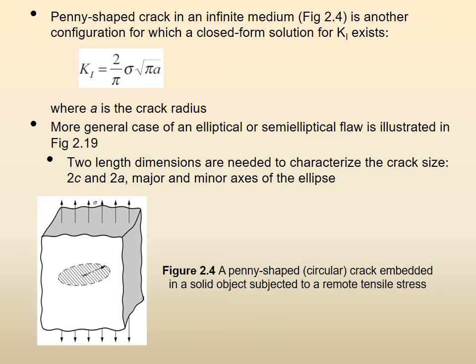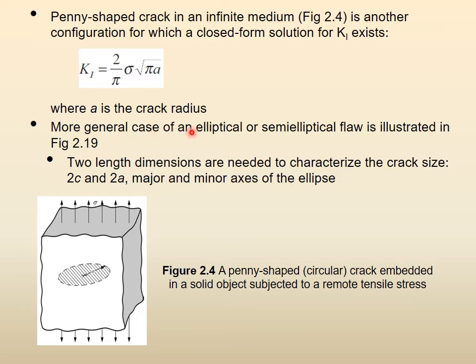If it was an infinite plate with a simple sharp crack in the middle, the y was 1. If it was a semi-infinite plate with an edge crack, y was 1.12. If it is back to an infinite plate but with a circular crack, penny shaped crack, then y is 2 upon pi, right, and so on.